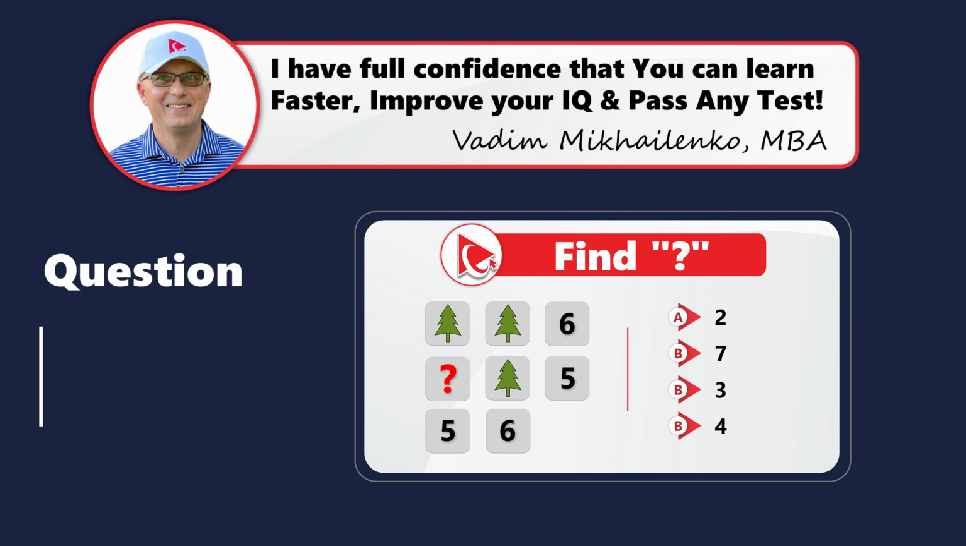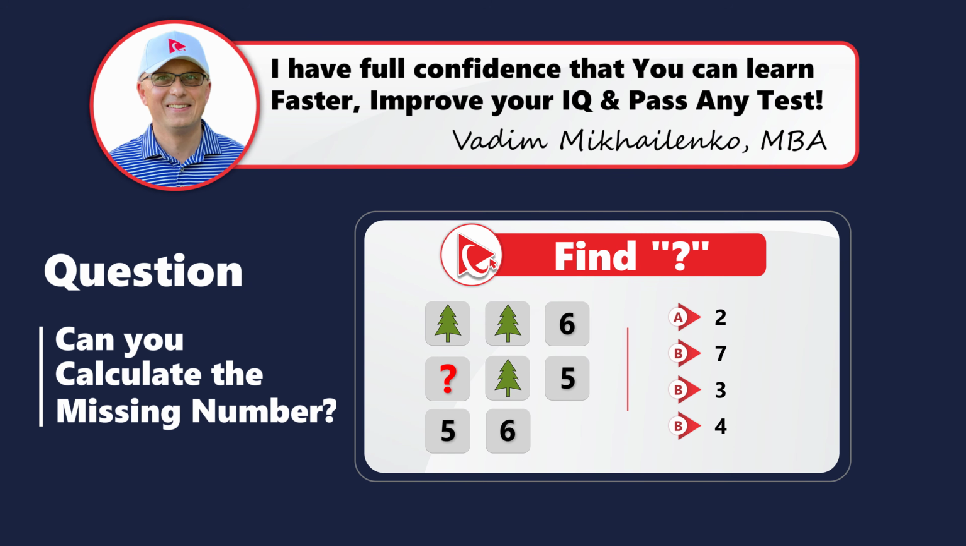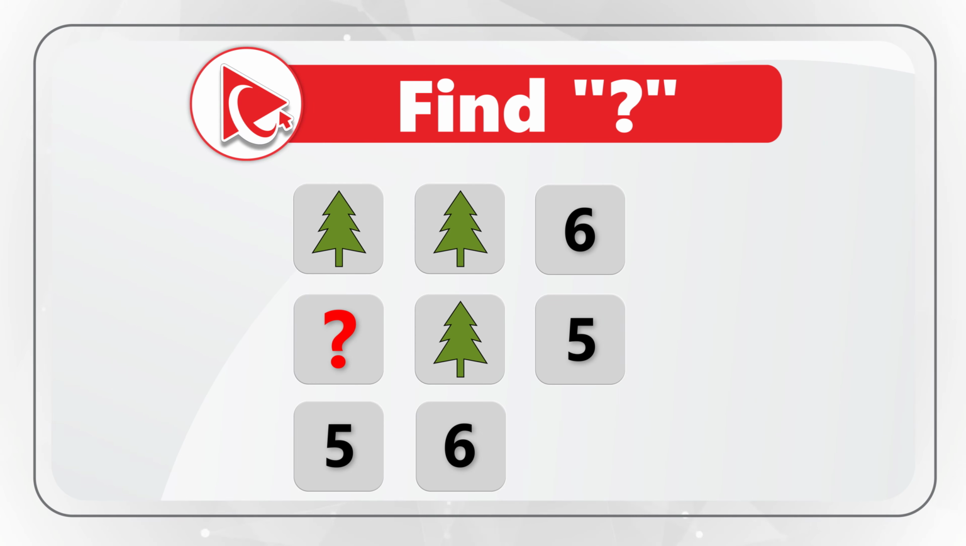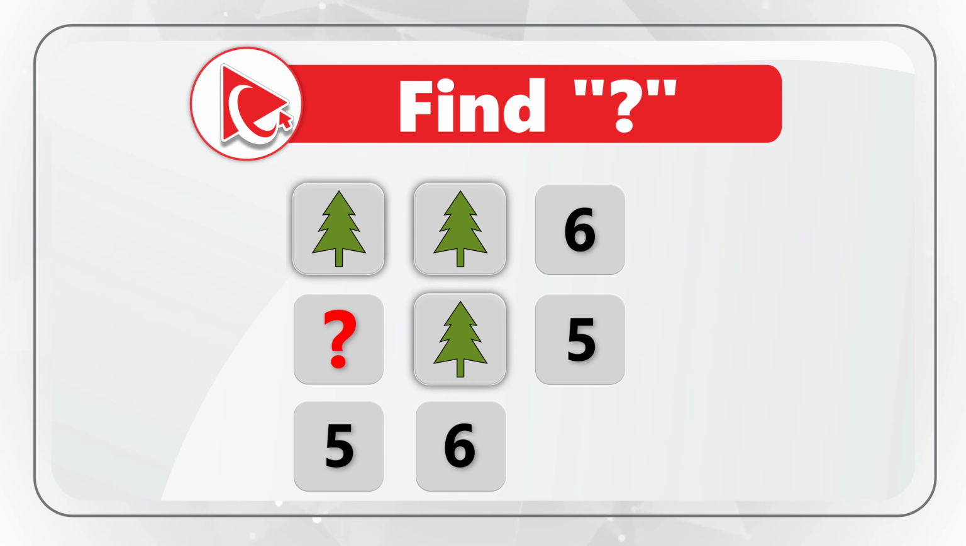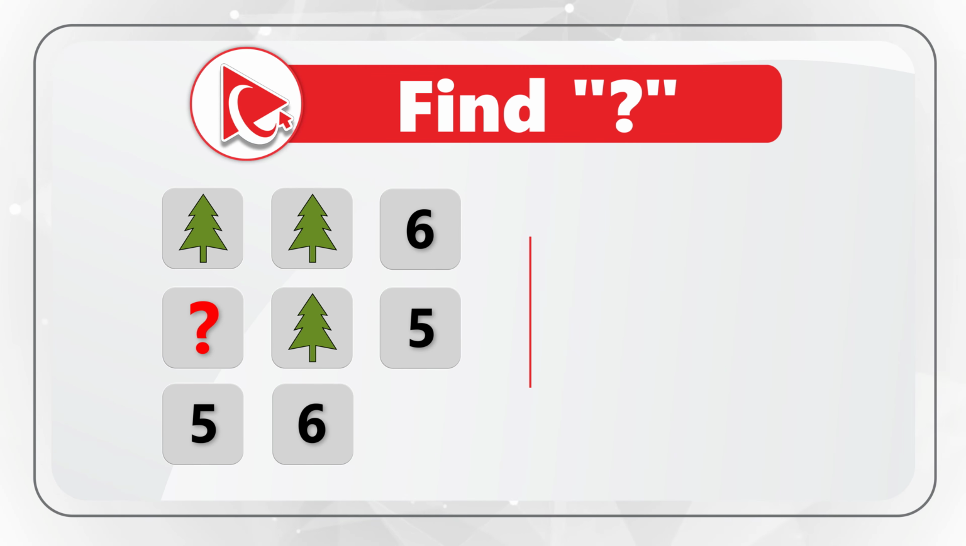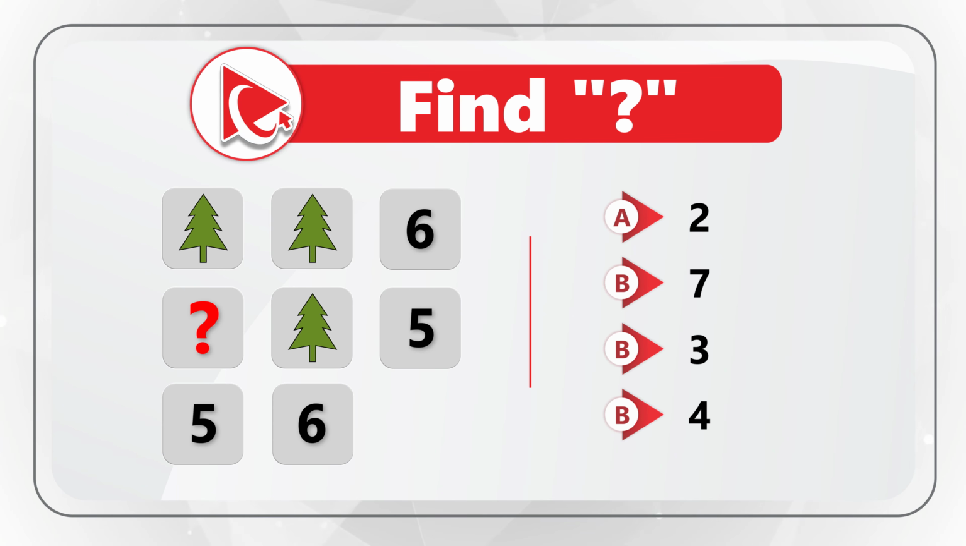Here's a phenomenal question where you need to find the missing number. You're presented with a 3 by 3 shape, which contains evergreen trees, numbers, and a question mark. Based on what you see, you need to calculate the missing number, and you have 4 different choices. Choice A, 2, choice B, 7, choice C, 3, and choice D, 4. Take a close look to see if you can come up with the logic and the answer.